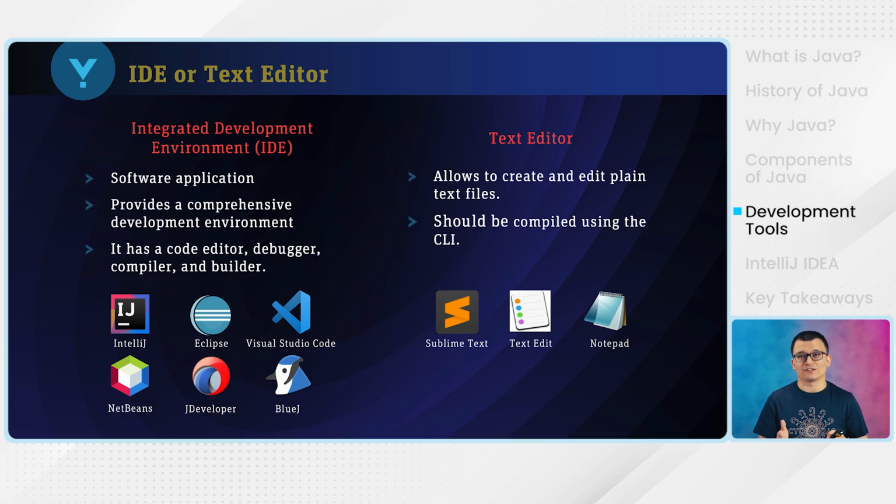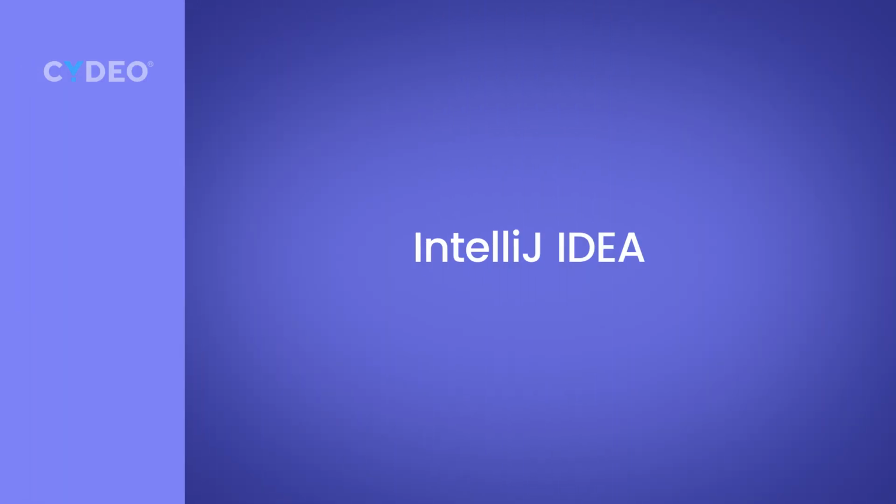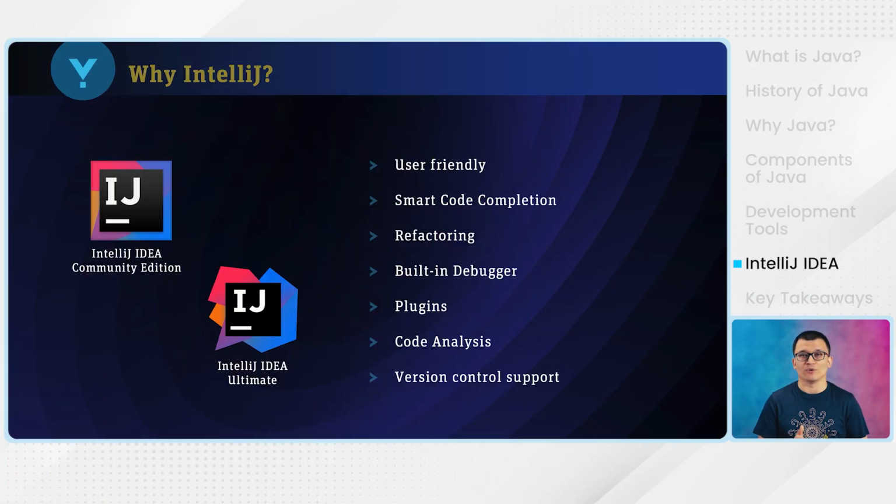And yes, there are many different types of IDEs that support Java, such as IntelliJ, Eclipse, Visual Studio Code, NetBeans. All of those are IDEs that support Java. But out of those IDEs, I would recommend you to go with IntelliJ. That is the most preferred IDE for Java programmers. Here is the reason why IntelliJ is the best IDE for Java programmers. So first reason is user-friendly. It is the most user-friendly Java IDE that we have, which means it's easier for you to use as well.